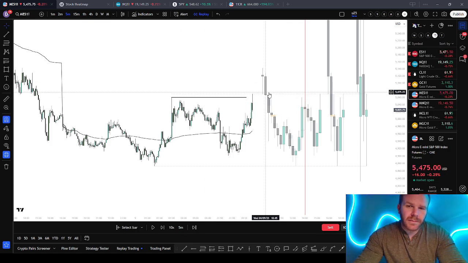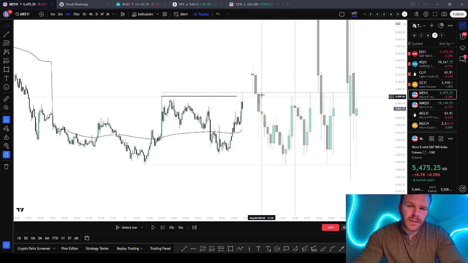So from here, I was looking for these highs to get taken out from the overnight session, as well as to see how we reacted off of this hourly fair value gap and this 4 hour fair value gap as well.